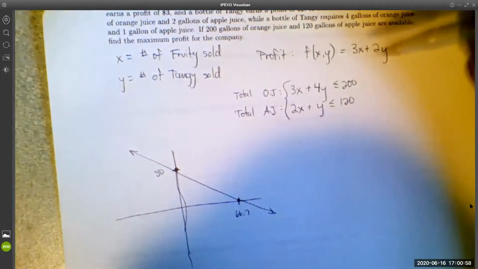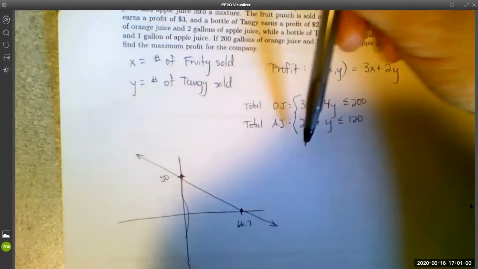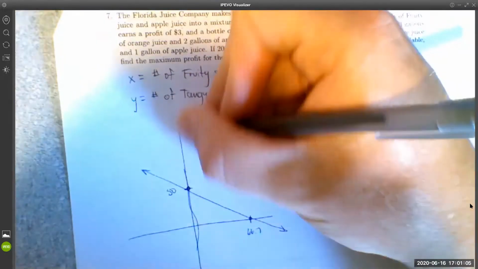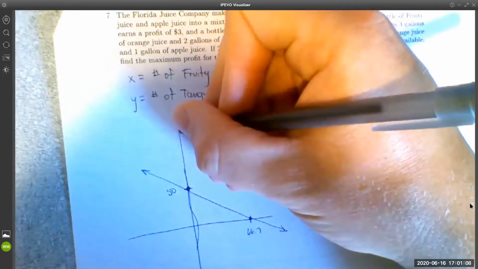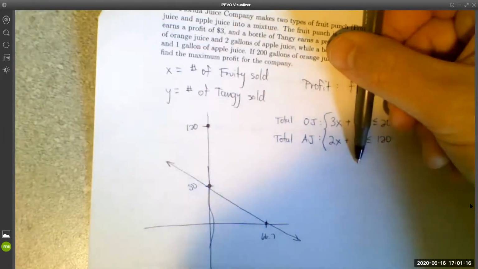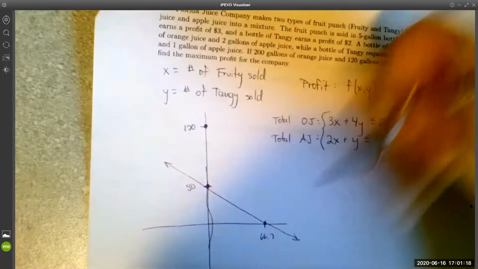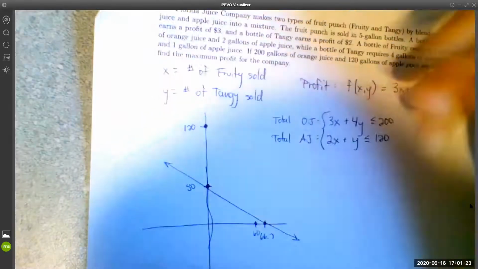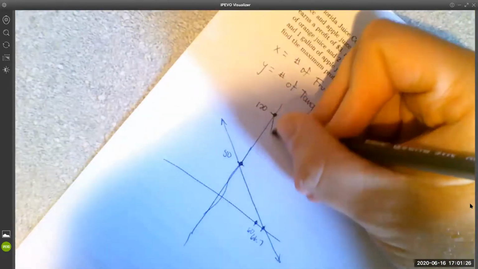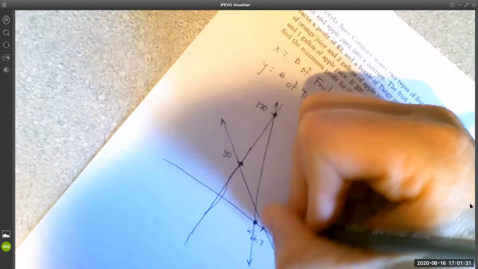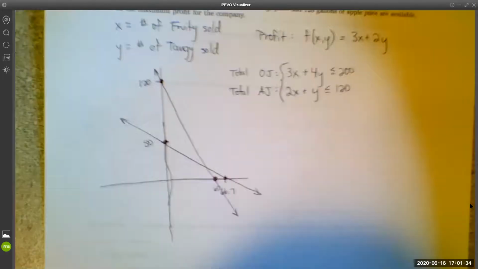My second boundary, same deal. If I plug in 0 for x, y is 120. Oh, that's way up here. So 50, 100, maybe 120 is about there. If I plug in 0 for y, I get 2x equals 120. So x would be 60. So there's my second boundary. And those are the only constraints.